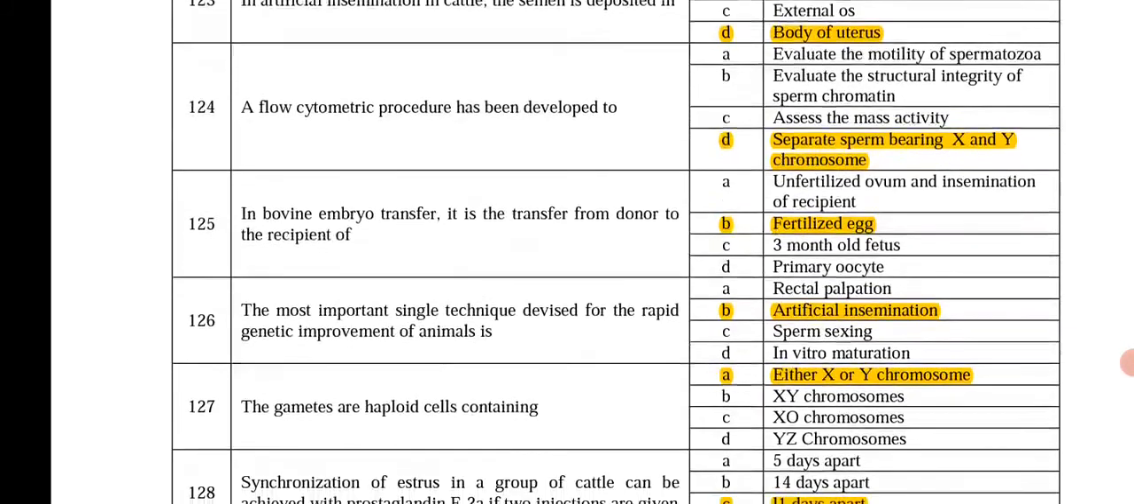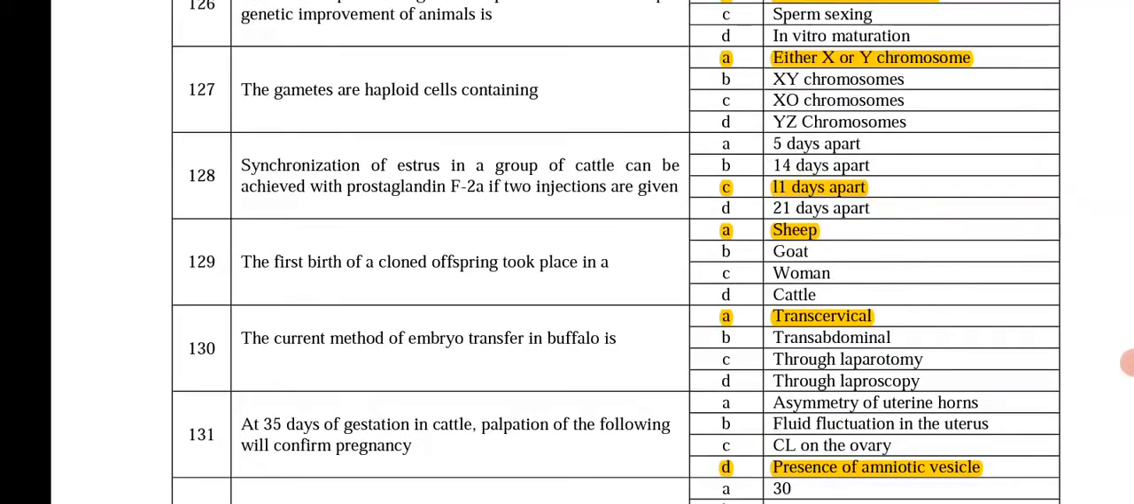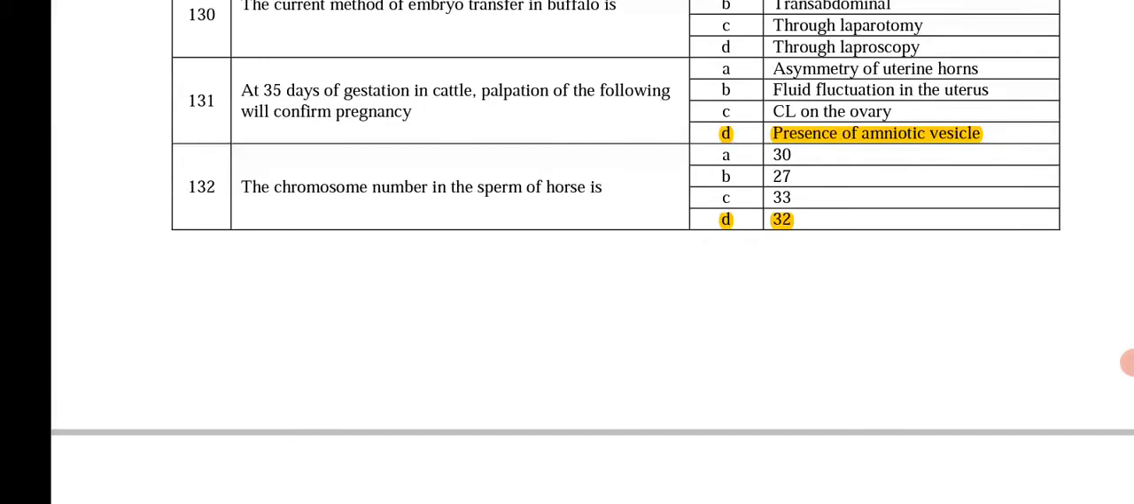The gametes are haploid cells containing either X or Y chromosome. Synchronization of estrus in a group of cattle can be achieved with prostaglandin F2 alpha if two injections are given 11 days apart. The first birth of a cloned offspring took place in sheep. The current method of embryo transfer in buffalo is transcervical. At 35 days of gestation in cattle, palpation of the following will confirm pregnancy.